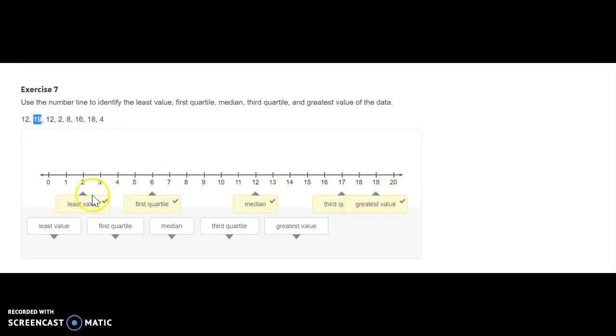Then we need the number that's between 2 and 19, when we line all of these numbers up. So we have 1, 2, 3, 4, 5, 6, 7, 8 numbers. The number that's in between those 2 numbers is going to be 12. Then for our first quartile, the number is 6, and for our third quartile, the number is 17.